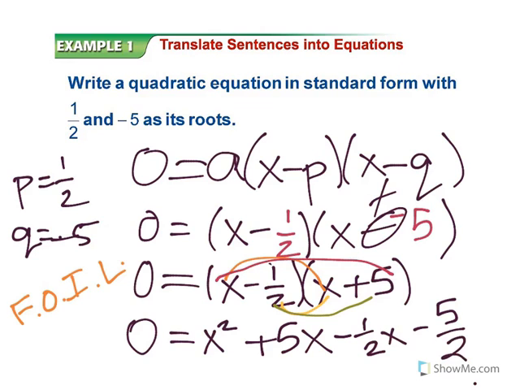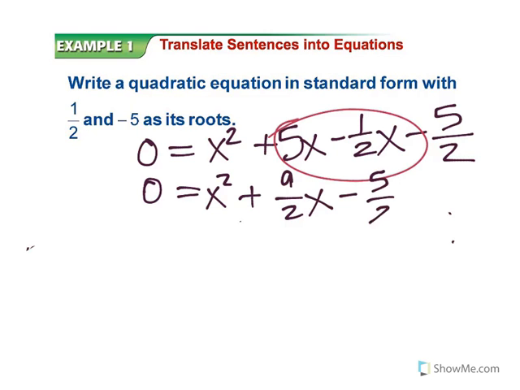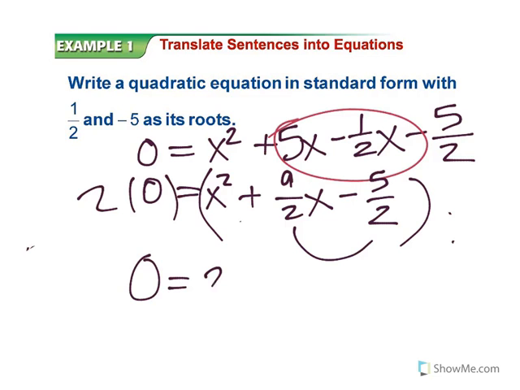-5/2. Now, in order for this to be standard form, we don't want fractions, so first we need to combine like terms, and then we will get rid of our fractions. When we combine like terms, we get 0 equals x squared plus 9/2 x minus 5/2. Now, to get rid of the fractions, we see that we have a 2 on the bottom, so we're going to multiply everything by 2. So I get 0 equals 2x squared plus 9x minus 5. And here's your equation in standard form.